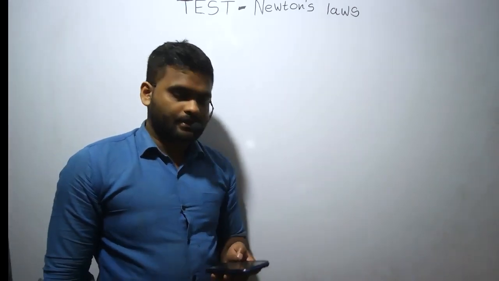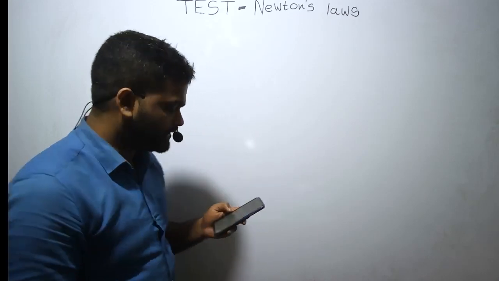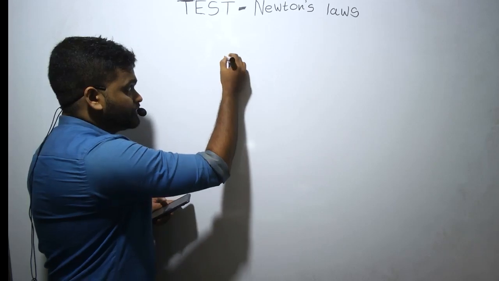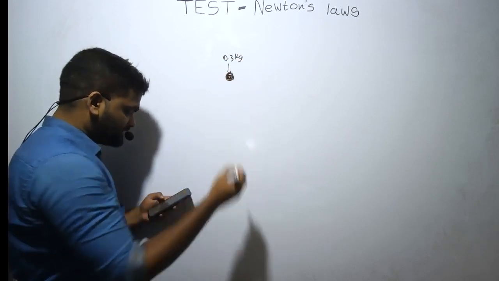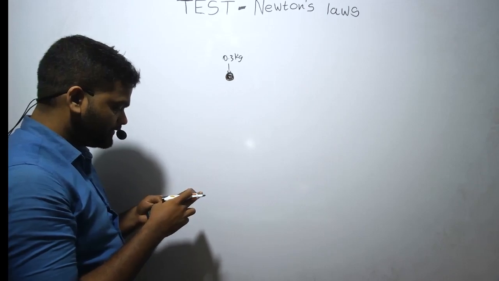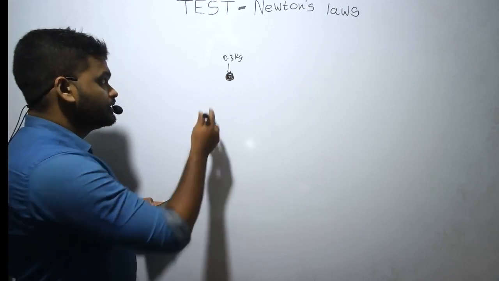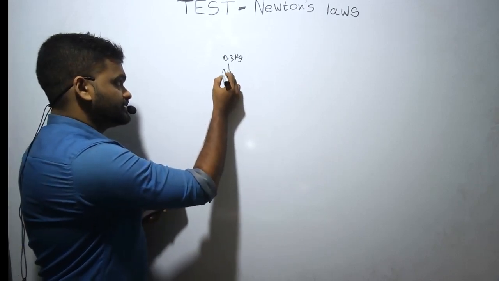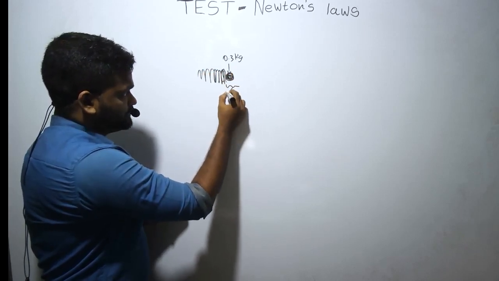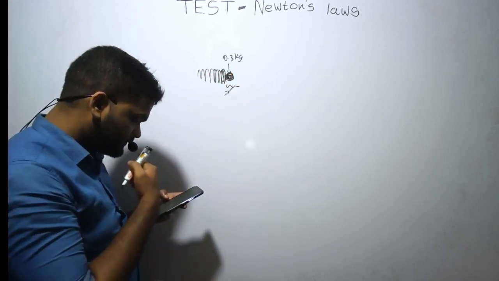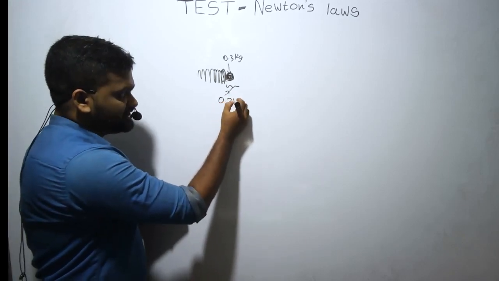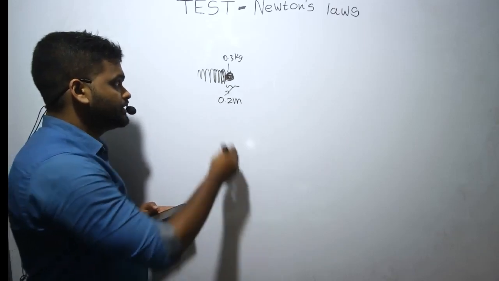Then the fifth question. A mass of 0.3 kilograms is accelerated by a spring with a spring constant of 15 newtons per meter, and the spring is compressed, right? So the compression of the spring is 20 centimeters. I'll convert that into meters. So it is 0.2 meters of compression.